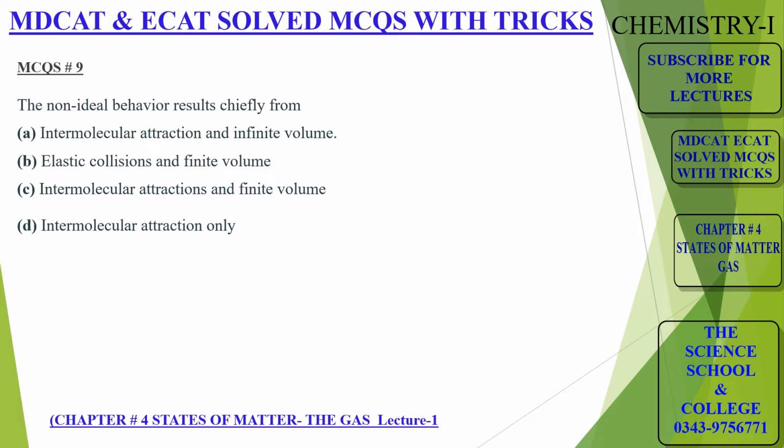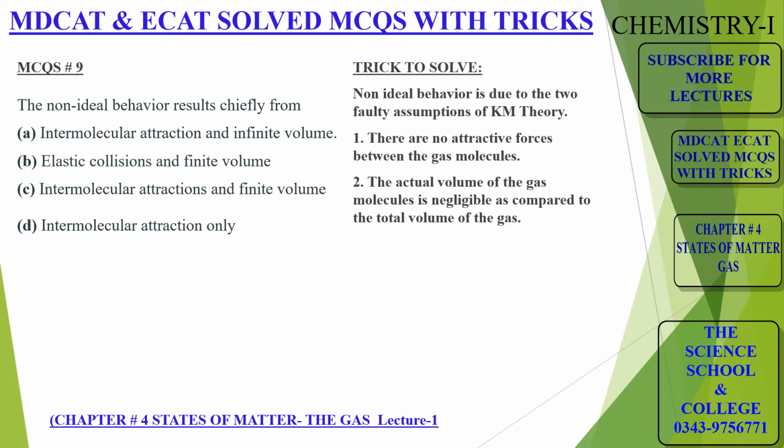MCQ number 9: non-ideal behavior results chiefly from which of these? Option A is intermolecular attraction and infinite volume. Option B is elastic collisions and finite volume. Option C is intermolecular attractions and finite volume. Option D is intermolecular attractions only.